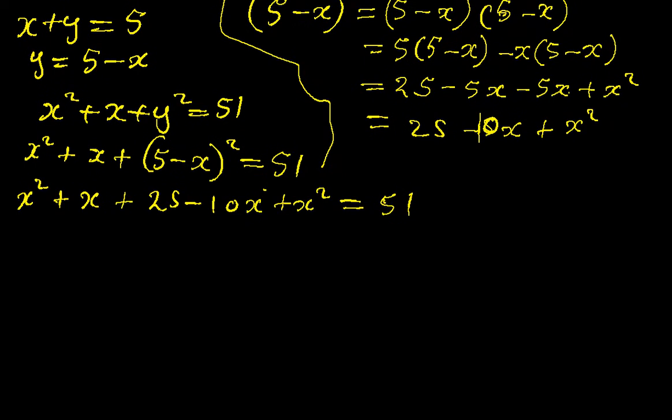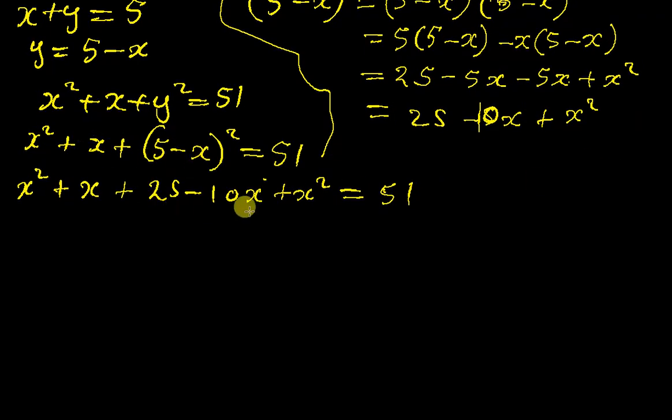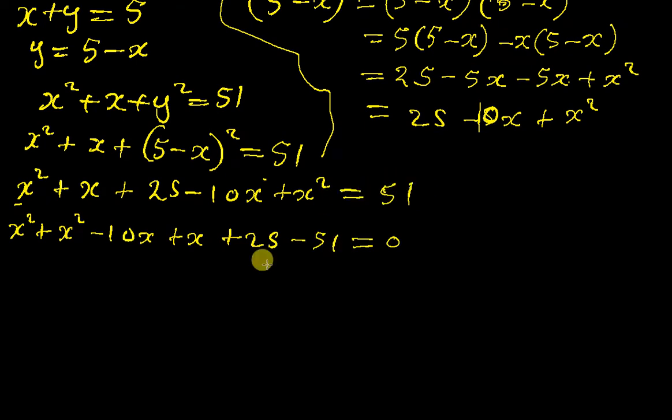We can now simplify by pairing the like terms. We have x squared and another x squared there, so we can put them together. Then we have a negative 10x, we also have this x there, then we have 25 together with 51. So we have positive 25, and when this 51 crosses the equal sign, it becomes negative 51. So we remain with a 0 on this side.